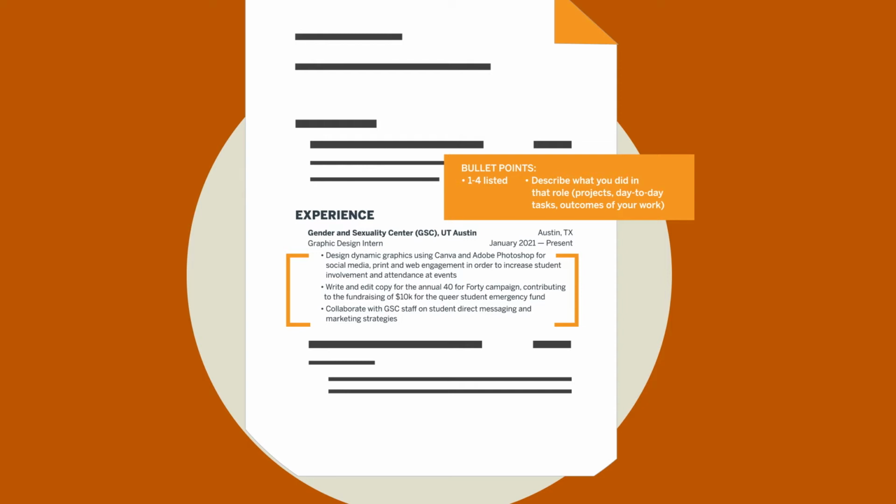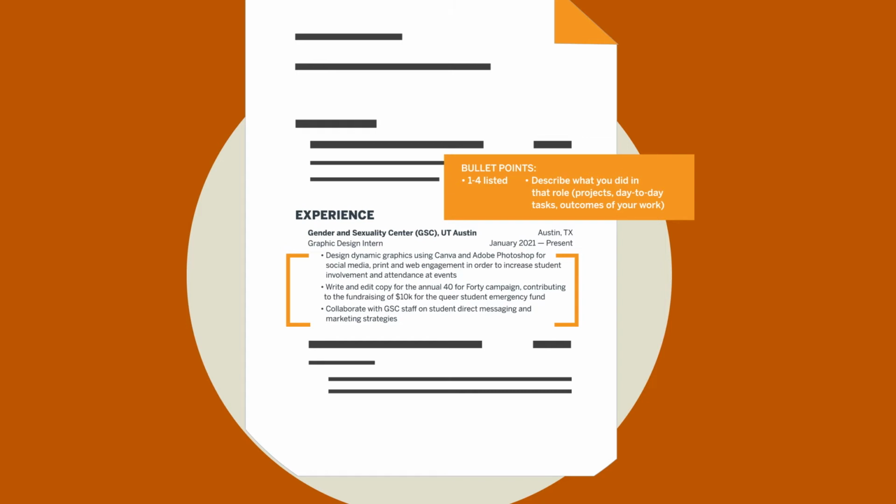Typically, you'll have anywhere from 1 to 4 bullet points listed describing what you did in that role or during that particular experience, such as a student organization. Then, in each bullet point, describe what you did. This could be a project, what you did day to day, and outcomes or results of the work you did. Whatever you choose to write, it is important to be clear and concise.